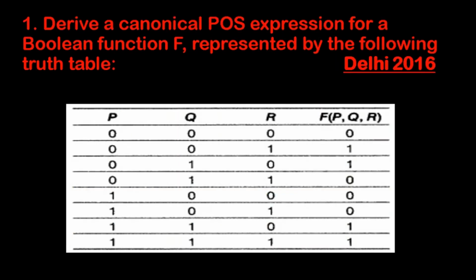Okay, so now we will see the problem. Derive a canonical POS expression for the Boolean function f represented by the following truth table. This is a 2016 board paper, and the truth table will be given to you and you are asked to find the canonical POS expression. P, Q, R are the literals, the input variables here, and you have all the sets of values, and in the output column f of P, Q, R we have certain values like 0, 1, 1, 0, 0, 0, 1, 1. We are asked to find the POS now, the product of sum terms. We'll see the solution now.